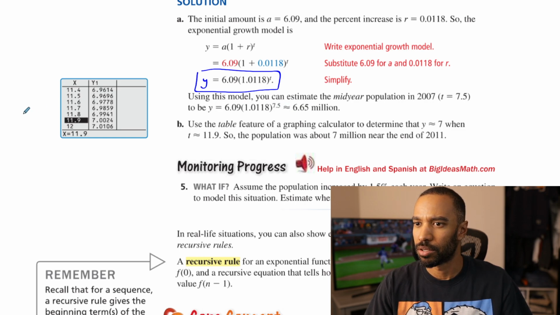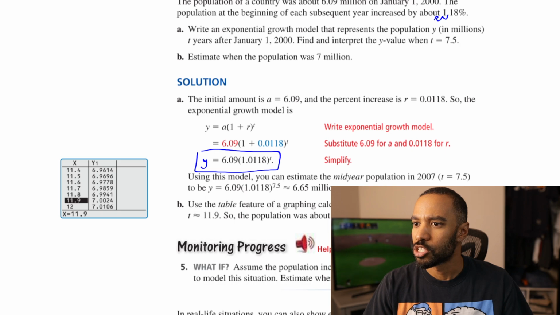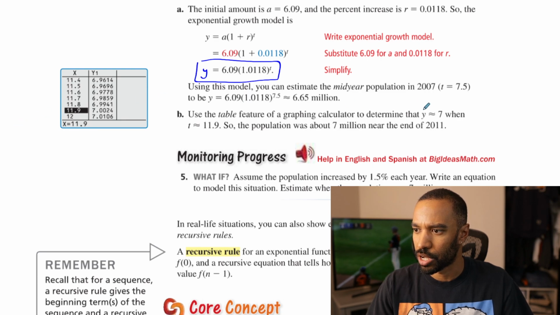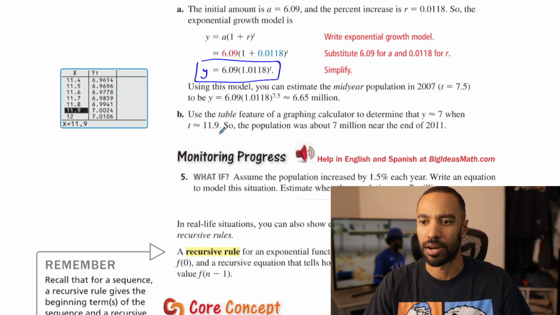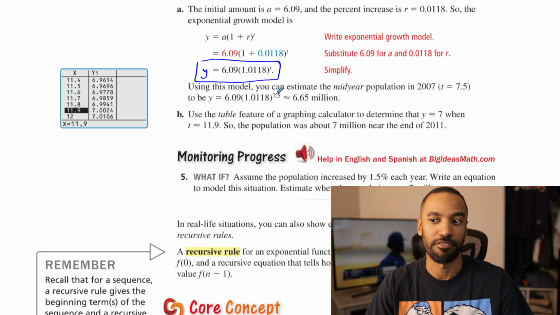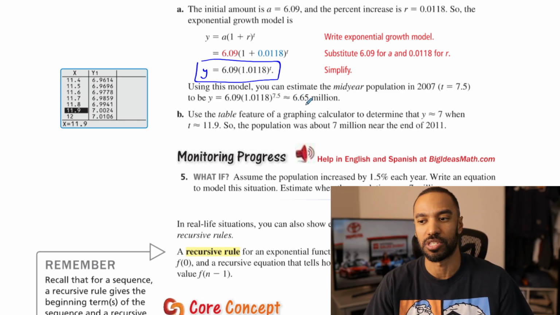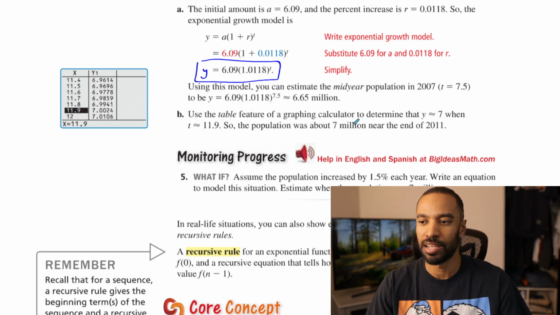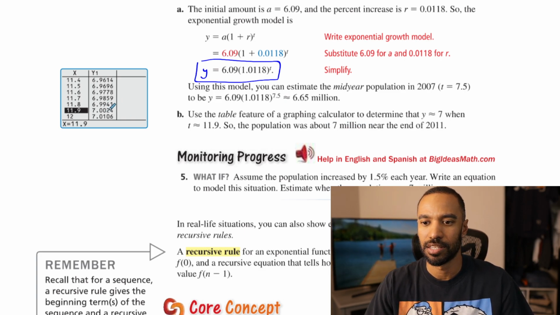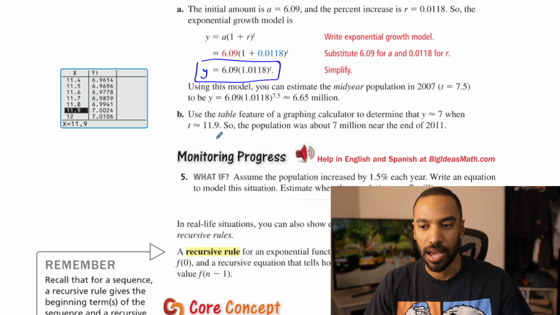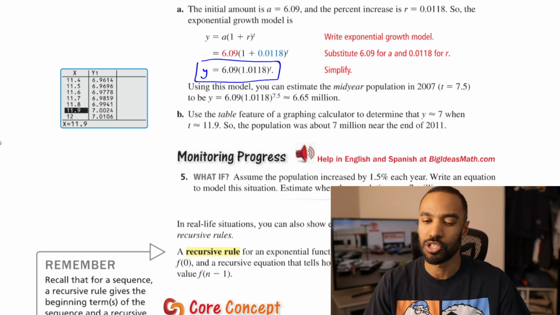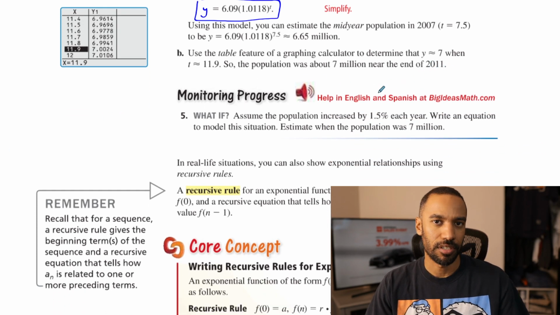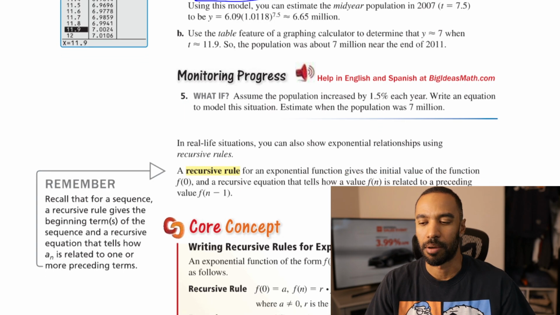Apparently, wait a minute, where's the question? Estimate when the population was 7 million. I don't see when they show... Oh, use the table feature. Okay, so around 11.9. It looks like they plugged in 7.5 as a guess and check. Oh, 7.5 was 6.65 million. That's not enough yet. You keep substituting numbers, and when you hit around 11.9, then you get about 7. Y equals 7, 7 million. And 11.9, remember, this is years since January 1st, 2000, so that ends up being 11.9 years after, near the end of 2011, around 2012. So it's a word problem, you answer that way.